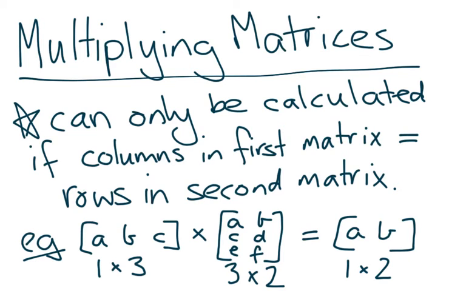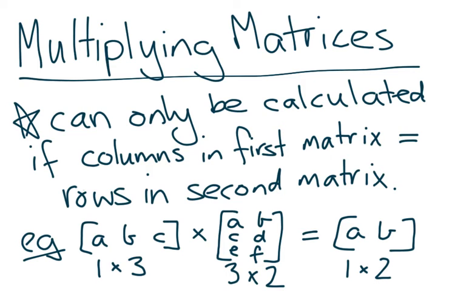This video is about multiplying matrices. So when we're trying to multiply one matrix by another, there are rules around how and why we can do that. A multiplication of a matrix can only be calculated if the columns in the first matrix are equal to the rows in the second matrix.